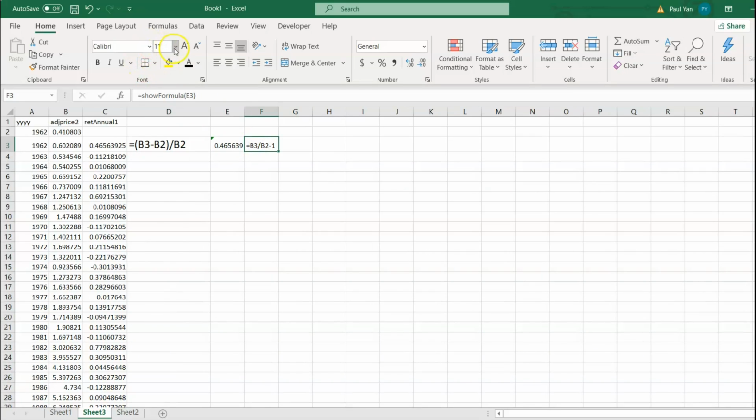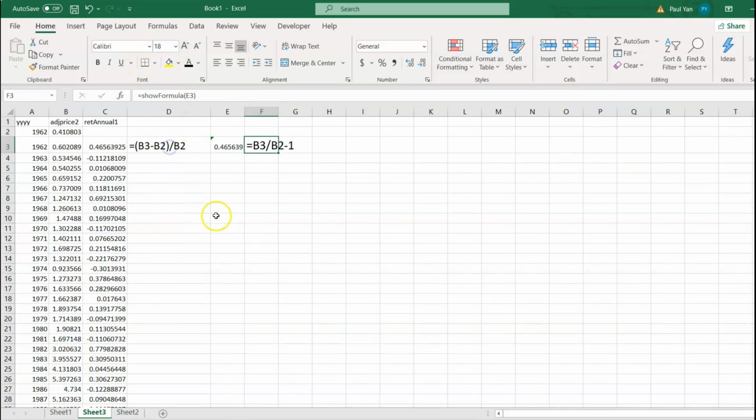The first one is simply the ending price this year minus the ending price of the previous year, divided by the ending price of the previous year. The second method is simply the ending price of this year divided by the ending price of the previous year, minus 1. The first equation is easy to understand: difference divided by investment. The second method is we can avoid some mistakes.